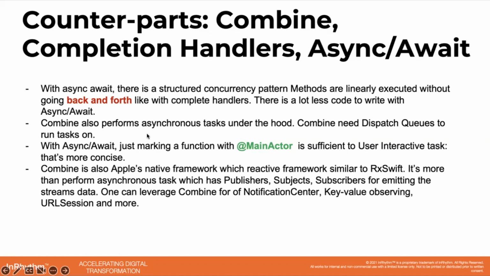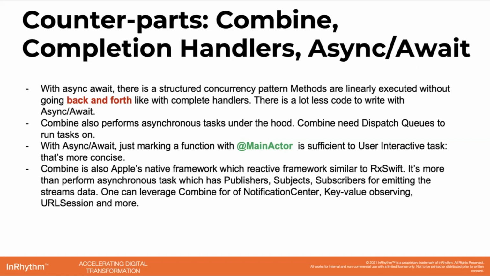Combine also performs asynchronous tasks under the hood. Combine needs dispatch queues. So before async await, completion handlers were strictly using dispatch queues. Basically, dispatch queues are nothing more than an architecture where multiple multi-threaded tasks are performed based on what thread they're running on. Let's suppose if there are user-initiated tasks, they're going to run on the main queue. If there are any background running tasks, any downloading stuff or anything, those are going to be running on the background queue. So all those queue types were actually coming from the dispatch queues.